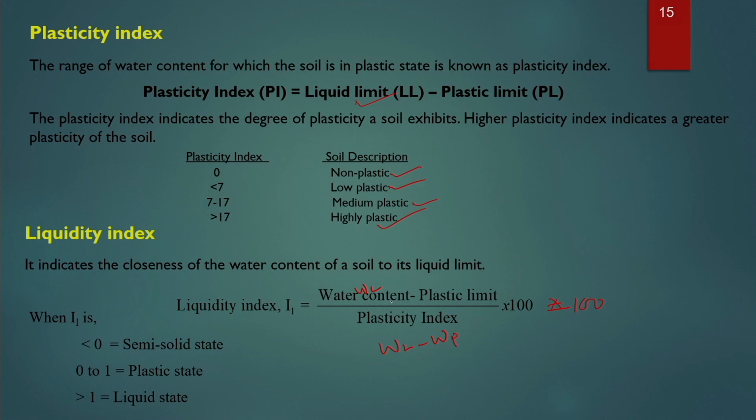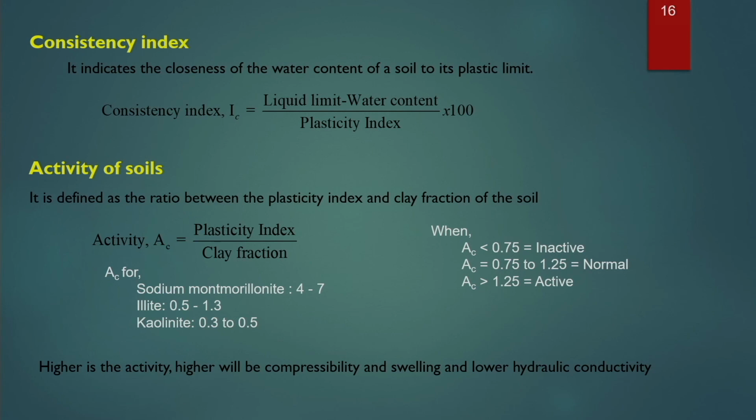Similarly, when the soil is at the plastic limit, the water content will be WP and the term will be equal to 0. So, when it is less than 0, the soil will be in a semi-solid state. Between 0 and 1, it will be in a plastic state. When it is 1 or more than 1, it will be known as being in a liquid state. Based on this value, the soil can be defined as being in a semi-solid state, plastic state, or liquid state. Next one is the consistency index.